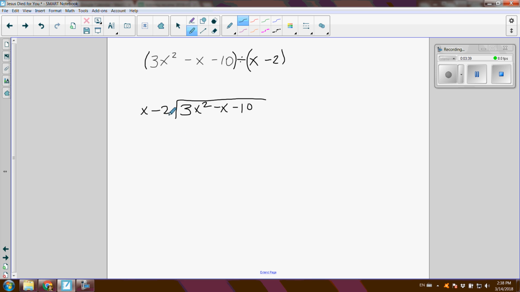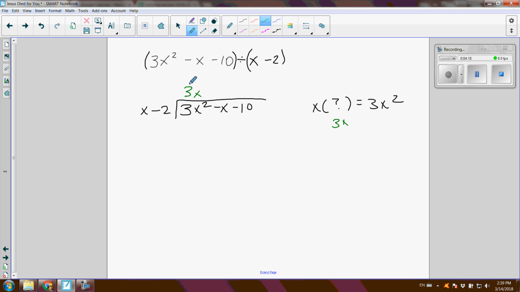Here's how. It's kind of weird. You don't need to pay attention to the plus 2 here. You only need to pay attention to the x. You ask, what do you have to multiply x by to get 3x squared? x times what equals 3x squared? x times 3x. So 3x. It's kind of like the long division that you learn with numbers.